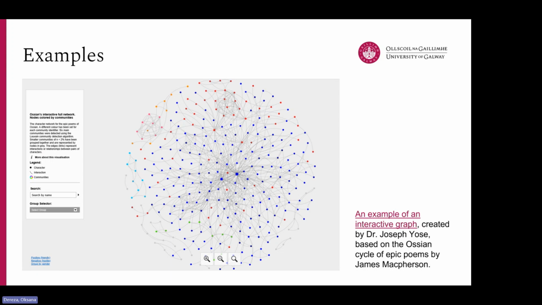That's a screenshot of an interactive graph made based on the Ossian cycle of epic poems by James Macpherson. And you can see the relationships between characters there. It's positive, negative, or neutral. Oh yeah, and you can also group them by gender.